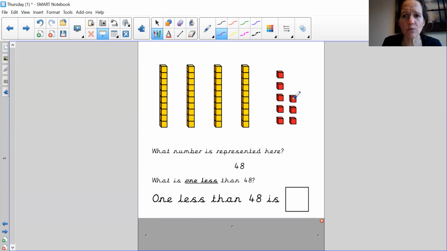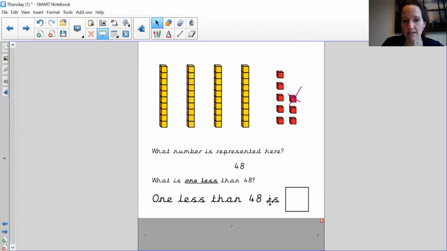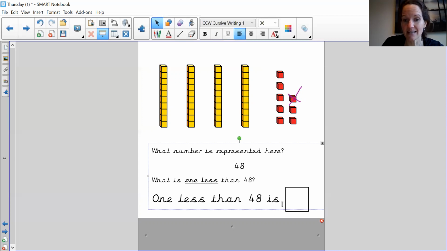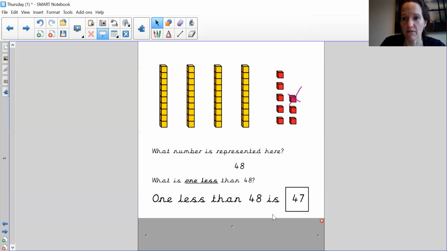Now 1 less, what does 1 less mean? Can you tell me? Taking 1 away. So I'm going to take 1 of my cubes. I'm going to cross it out because I don't want it anymore. So what is 1 less than 48? 1, 2, 3, 4, 5, 6, 7, 47. So 1 less than 48 is 47.